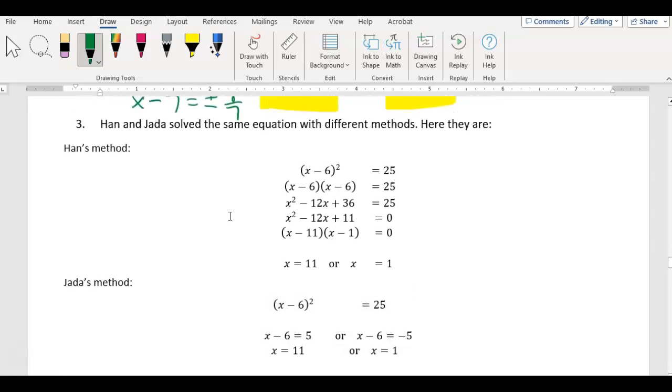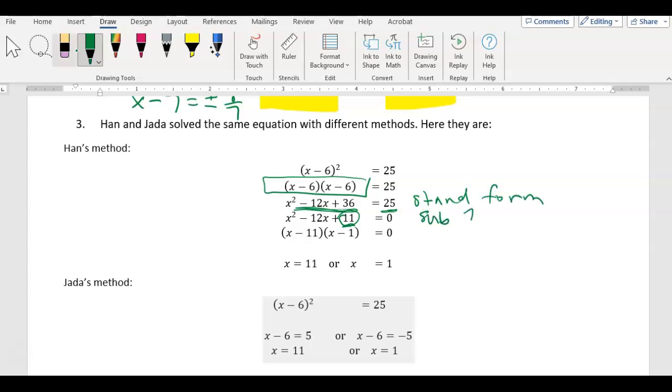First of all, Han had x minus 6 squared equals 25. He went ahead and he wrote this out as a perfect square, right? X minus 6 times x minus 6 equals 25. So then he went ahead and he multiplied and he FOILed it and put it into standard form. And then he subtracted 25 from both sides.